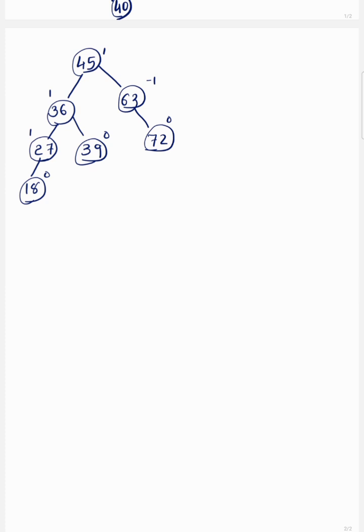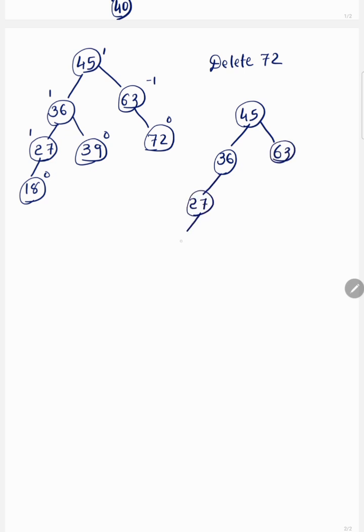Now as of now it's a balanced tree, right? So it's your AVL tree. Now again I'll delete 72 only, right? So if I delete 72, I'll have something like this, 45 and then 36 and then 63, then here 27 and here 18 and here 39. Now if I check the balance factor, here it's 0 0 0 1, 2 minus 1 again 1, and 3 minus 1, that's a 2, right?